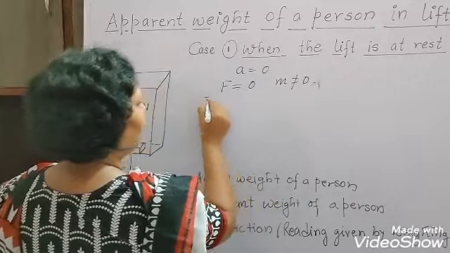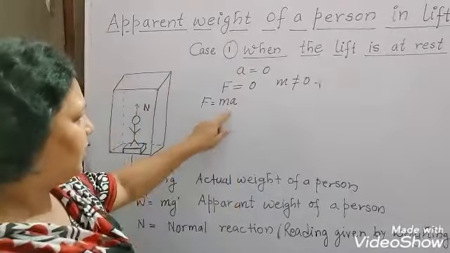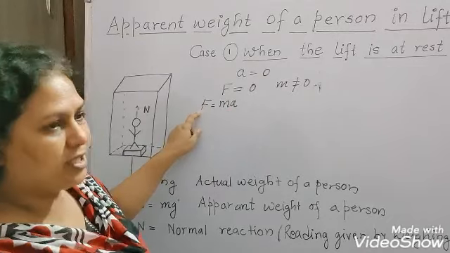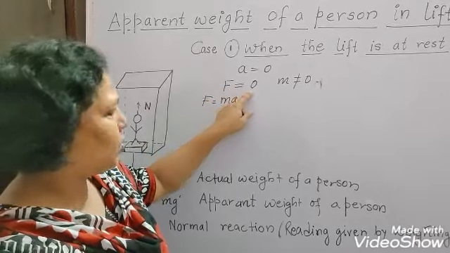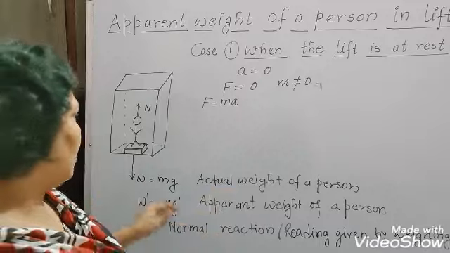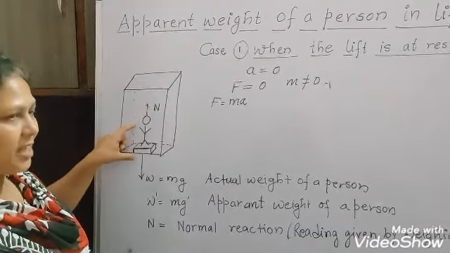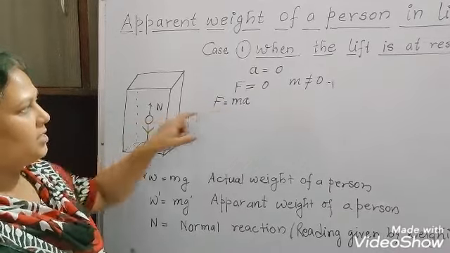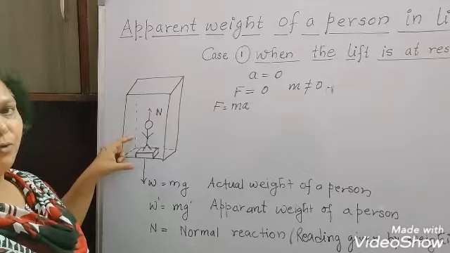We know that F is equal to M into A. So if A is 0, that means F must be 0 here. Okay. And if F is 0, that means the net force working in this weighing machine, in this setup or system, is equal to 0. The forces are balanced, or the net force is 0.